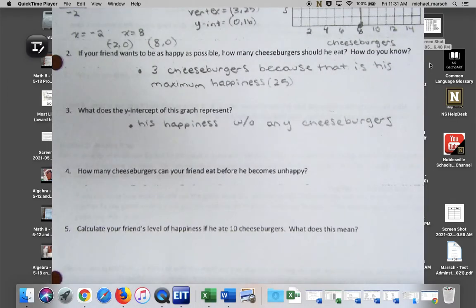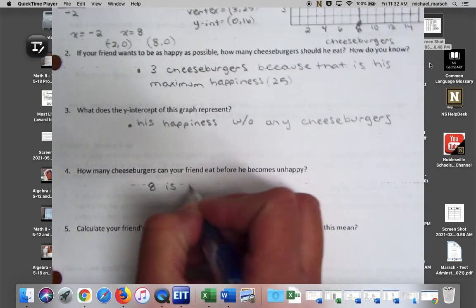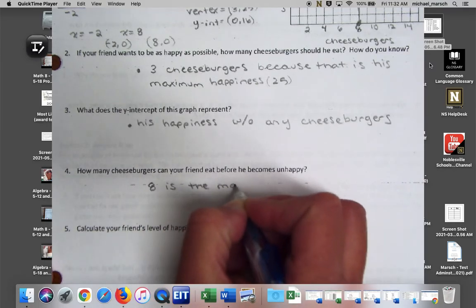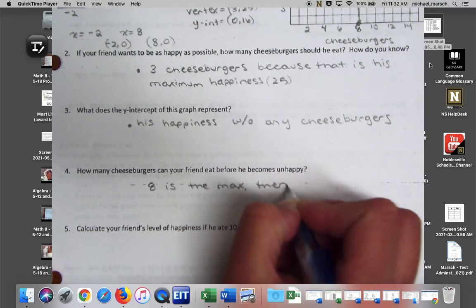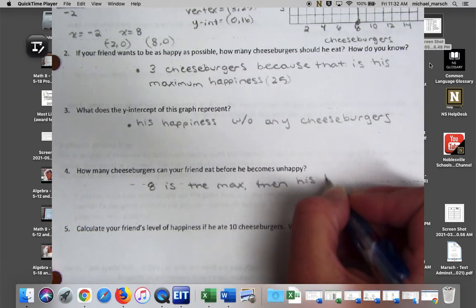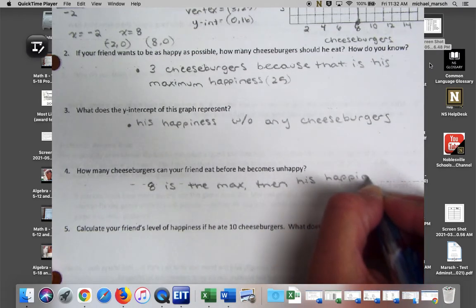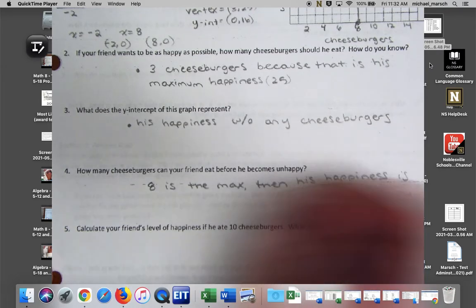Okay, how many cheeseburgers can your friend eat before he becomes unhappy? 8. 8 is the max. Then his happiness is below 0.